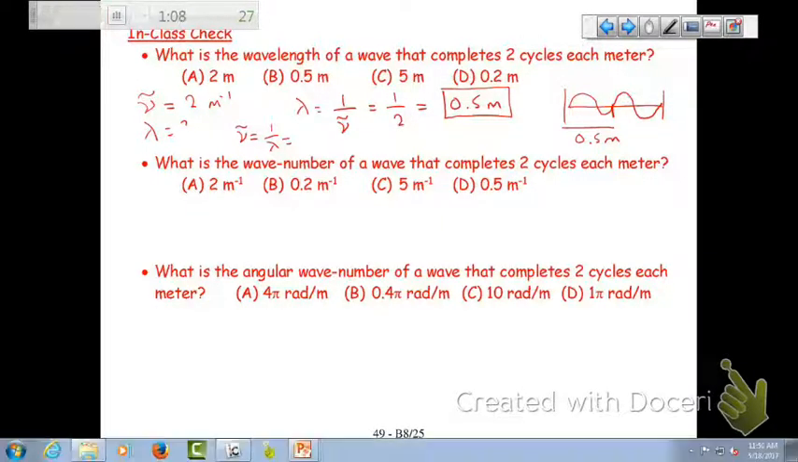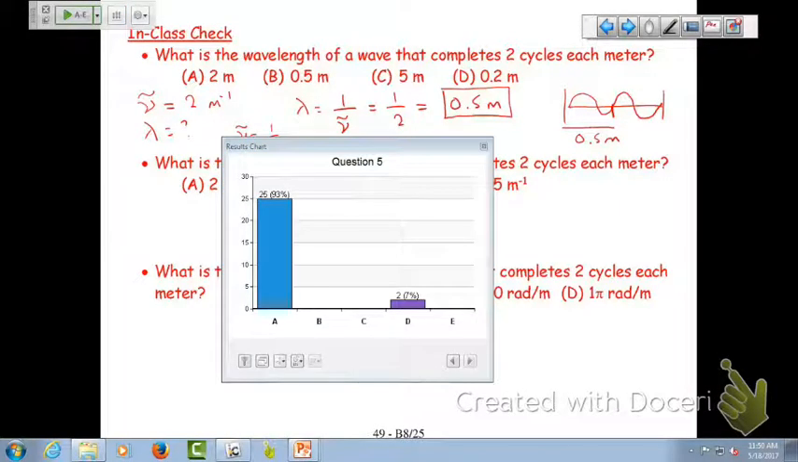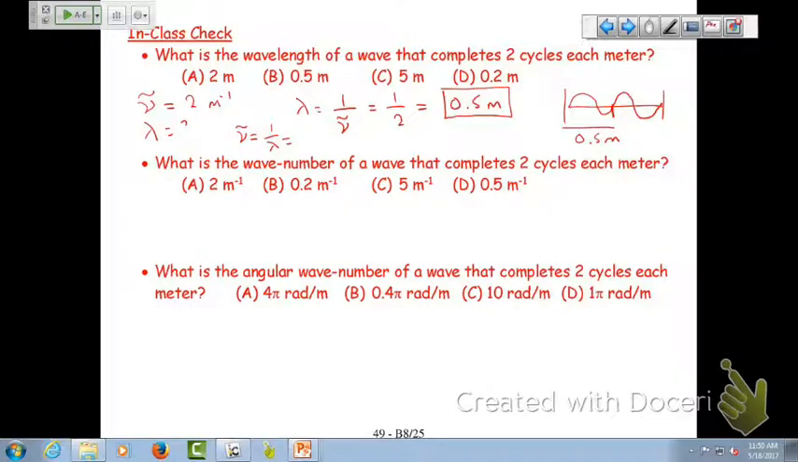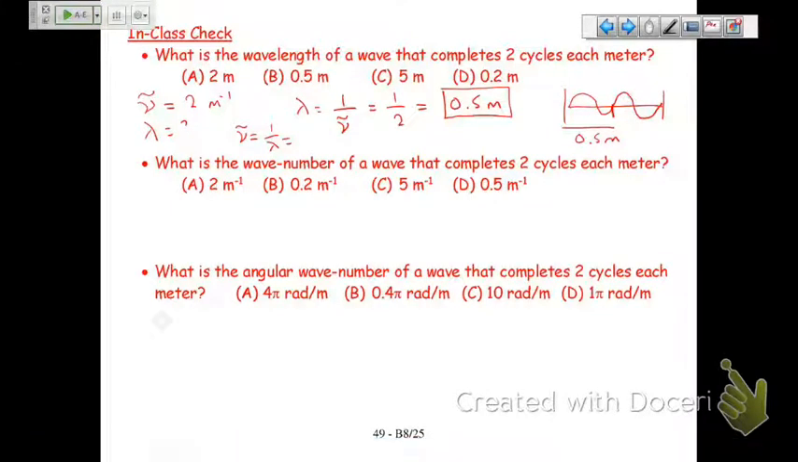Good. Stop. So let's have a look. Let's see if there's unanimity in our answer. Mainly A. So let's have a look. What is the angular wave number? Now that's a K, isn't it? With a little bit on the end. So K is equal to, I don't know what K is. And it completes 2 cycles each meter. So it would be 2 cycles each meter. Is that 2? Am I doing that right? Meter to the -1. So let's have a look.